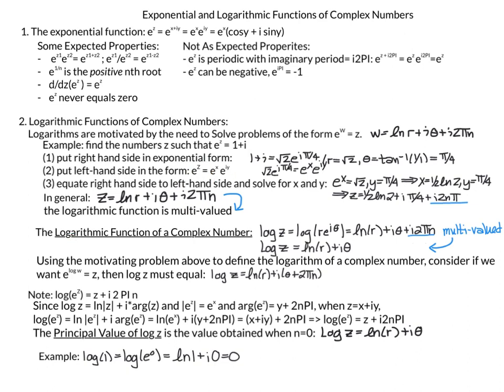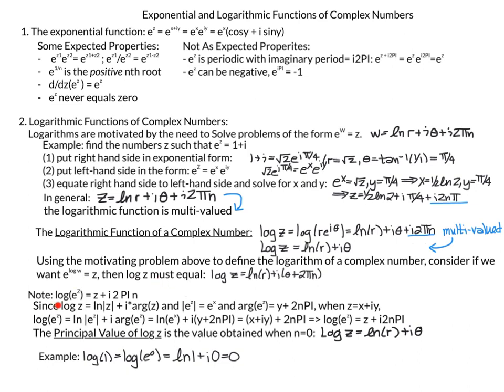So we have the logarithmic function of a complex number, and by the way, z is equal to r e to the i theta. Once we put it into this exponential form, we can just read it off as natural log of r plus i theta plus i 2 pi n. And then if we want the principal value, we denote that with a capital L. Log is equal to natural log of r plus i theta. That is, n is equal to 0.